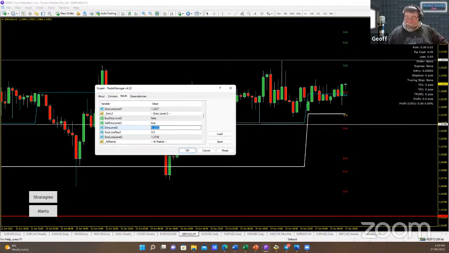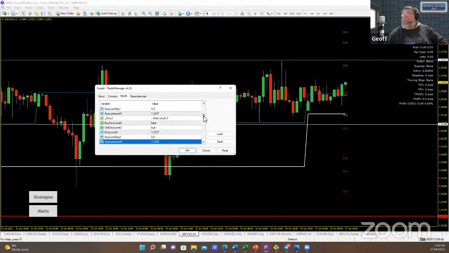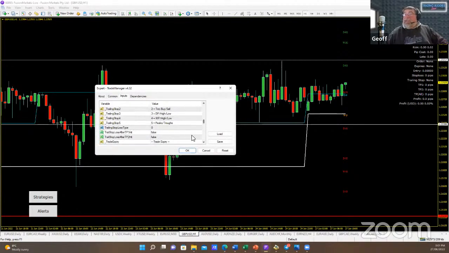Entry level 2 will be the stop loss for the long, right? So 1.2237 is the entry, and the stop loss will be the entry for the long, which was 1.2326. Don't worry, I will explain all this, guys, if you haven't seen it done before. As I say, that's all we need to do. We can set targets and all the rest of it, but I won't do that just yet. I'll amend it later on.